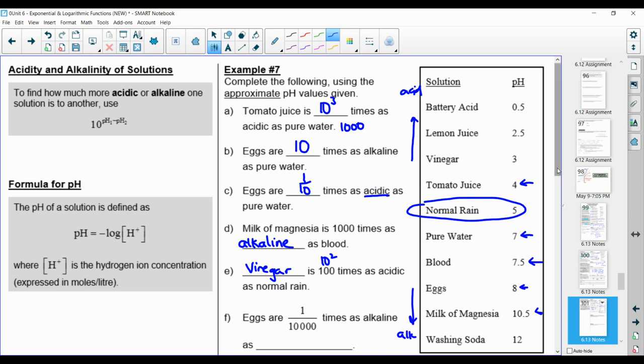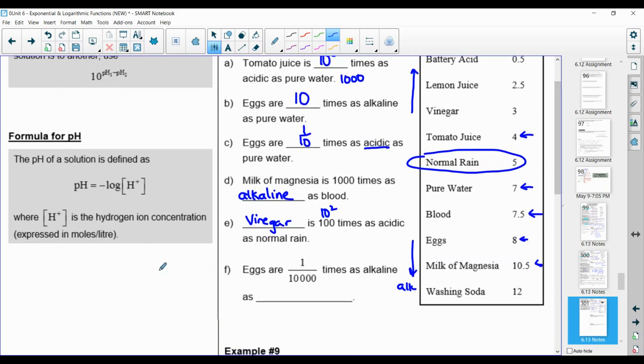And our last question, eggs seem to be popular today. Eggs are 1 over 10,000 times as alkaline as blank. So we're looking at eggs. Eggs are at 8. 1 over 10,000 means 1 over 10 to the 4. So we're looking for a jump of 4.